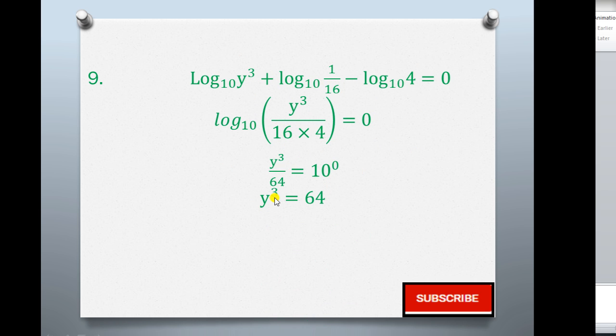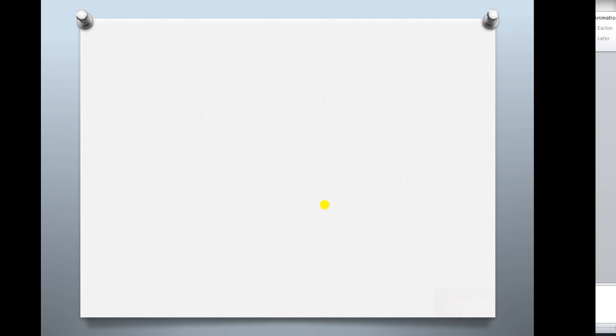And so we shall cross multiply by having y cubed equals 64 times 1, and that is 64. Then because we have a cube, we simply take a cube root, and that gives us the value of y as 4. Question 10.